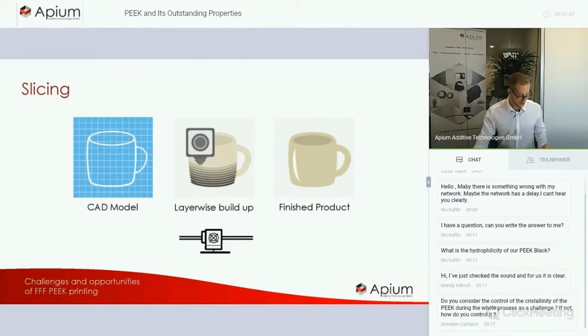This is really just a short look into it. So we have the CAD model, and out of this we create a toolpath, you know, the G code. And this G code is telling the printhead where to deposit the material. We have this layer-wise build-up, and in the end we get the finished product. But in the layer-wise build-up is where all the technological ideas and the engineering is hidden, basically, when we think of the semi-crystalline nature of the polymer.